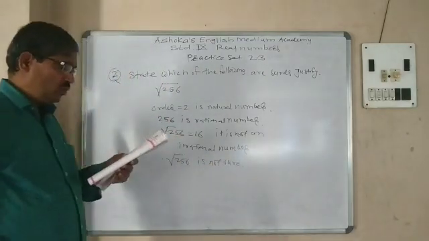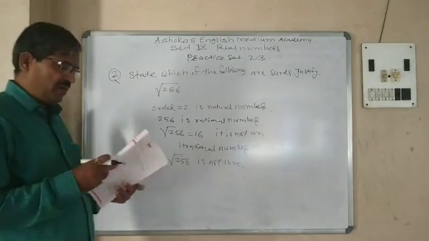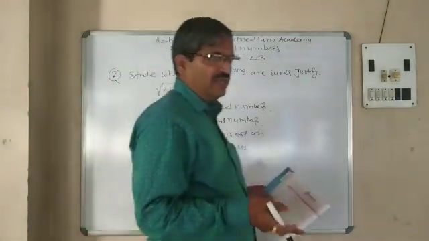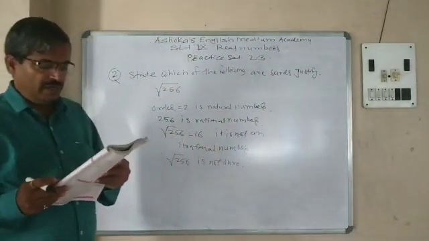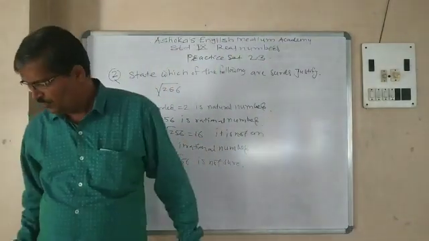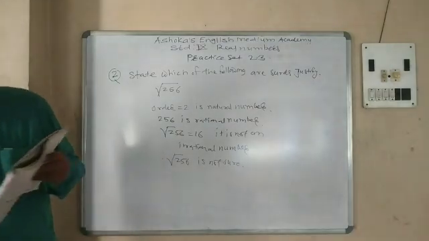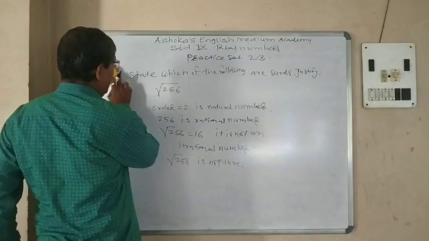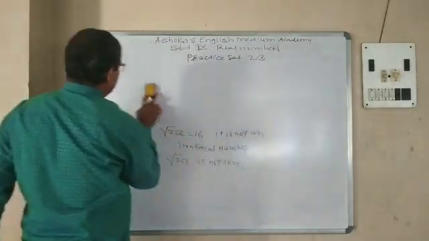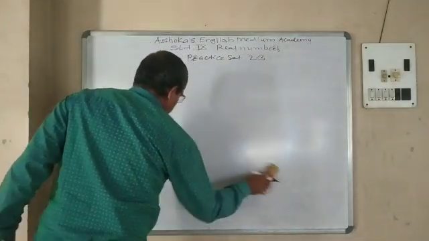Okay, dear friends, two questions, question number 5 and 6. You should solve them yourself. If not understood, you may ask me. Now we are going to question number 3. What is question number 3? Classify the given pairs of surds into like surds and unlike surds. Question number 3.